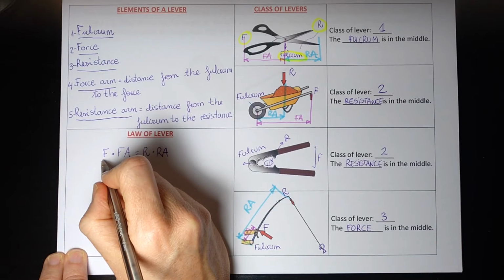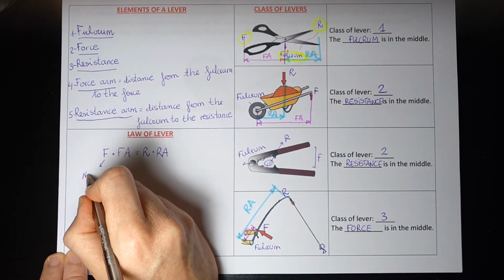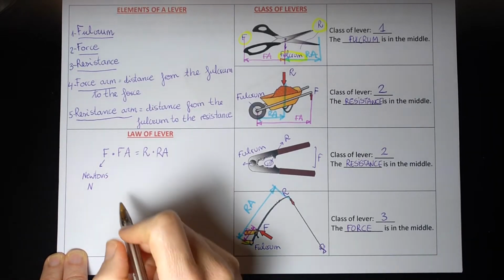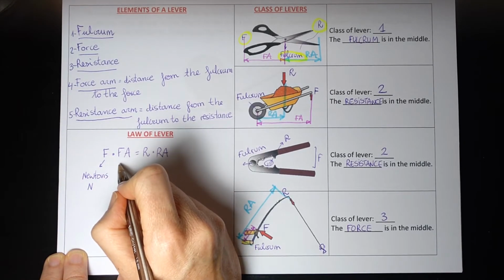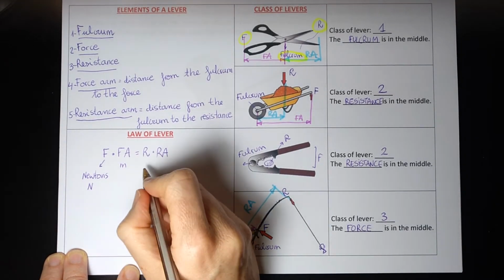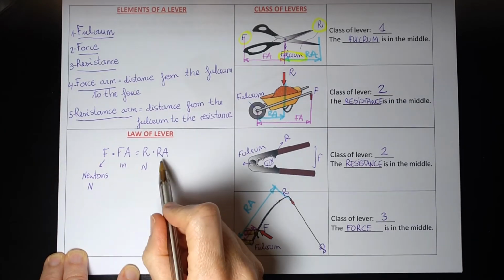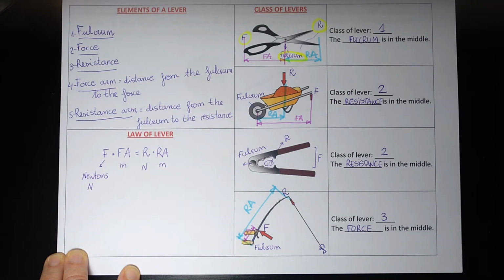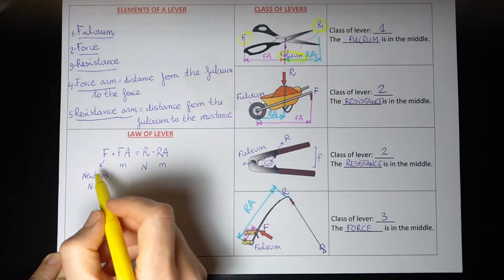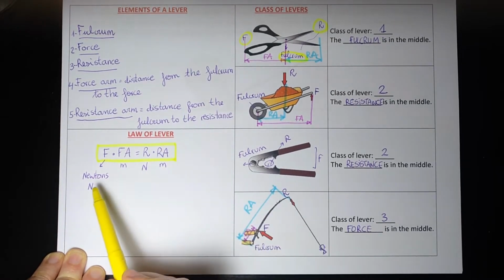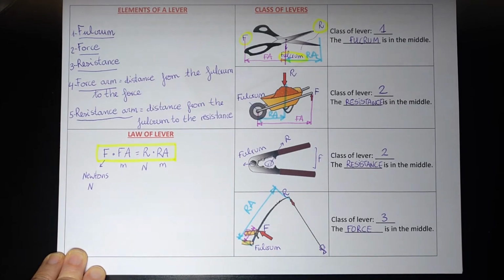The force needs to be expressed in newtons, okay? So its symbol is N. The force arm needs to be expressed in meters. The resistance is also a force, so you have also newtons, and the resistance arm would be also meters. This is the most important formula for levers, okay? And you need to pay attention to the units, otherwise you are going to make mistakes.